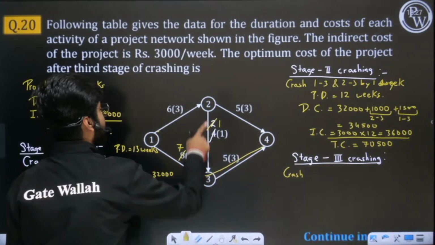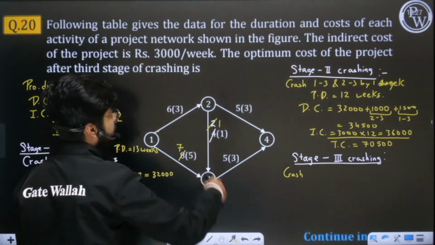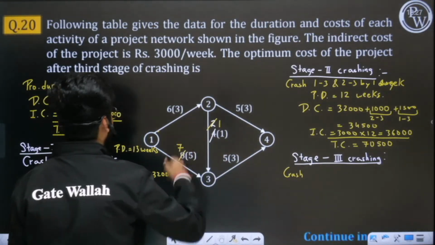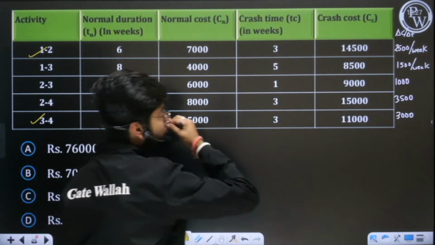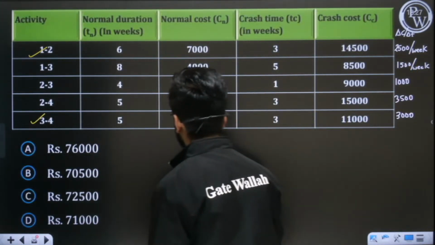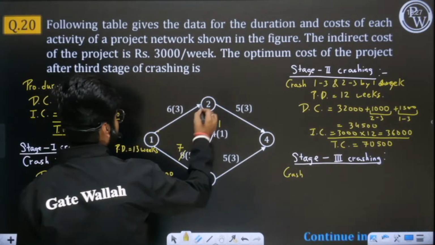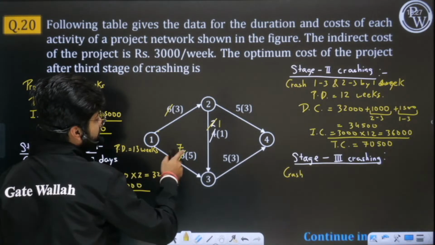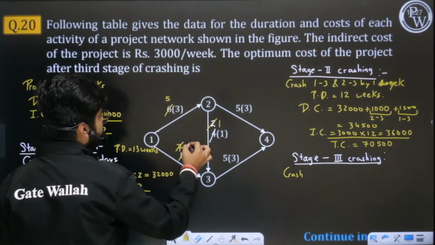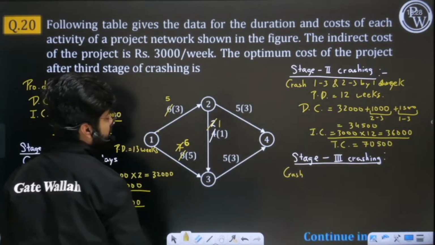And on this path, out of 1 and 2 and 3 and 4, see, this is done, it has reached up to 1, so its entire crashing potential has been used. So we have to check for 3 4 and 1 2. So for 3 4 and 1 2, crashing potential is less for 1 2. So we will decrease this by 1 day, and we will decrease this by 1 day. So what will happen here, this will take 11 days, this will take 11 days, this will take 10 days.